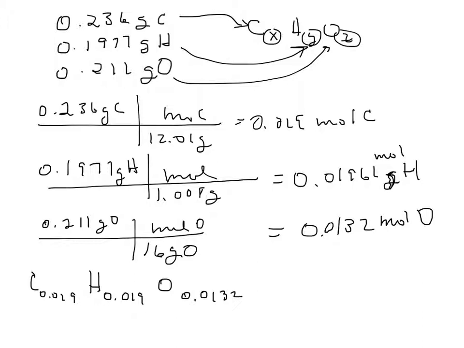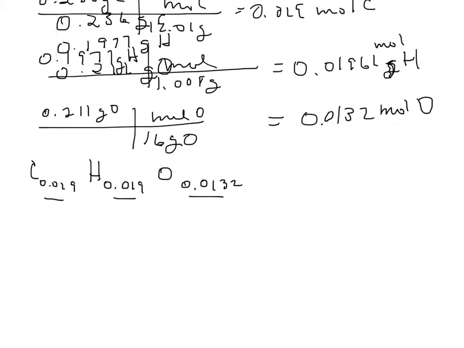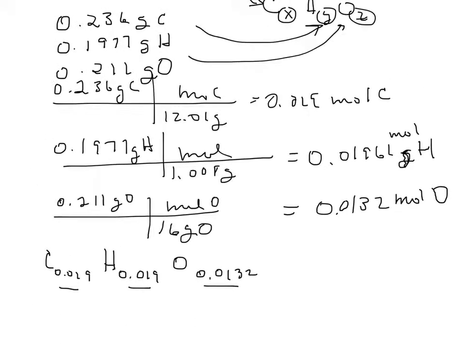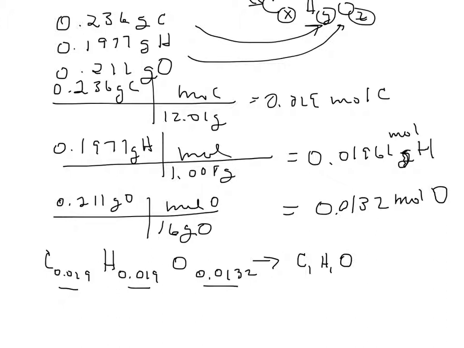But we can't have a formula like that with numbers at the bottom that are not integers, so we had to try to convert this to integers. Divide by the smallest number. The smallest number, of course, is 0.019. That would give you a C1, an H1, and a number for the oxygen of 0.67. In order to get that to a whole number, we have to multiply everything by 3, and we have C3H3O2, and that becomes our empirical formula. This is in general how you solve any combustion problem.